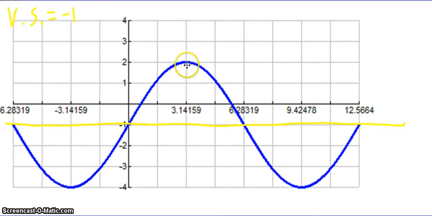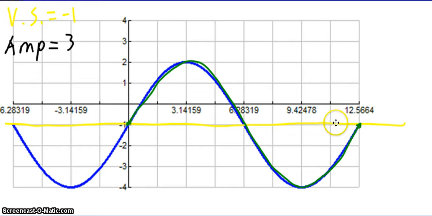My amplitude is 3. I go up 3 and down 3 from both of those. Period. So let's draw in a sine curve here, or 1 period of sine. So this whole thing is 1 period of sine, and that's a distance of 4 pi. So if the period is 4 pi, that's going to make b 1/2.